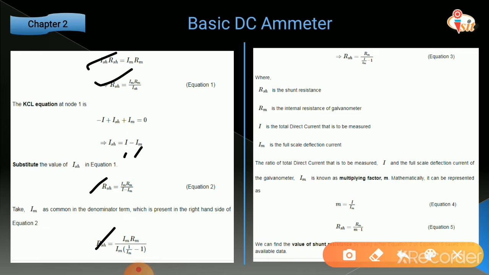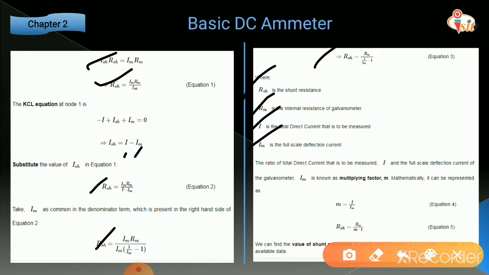Now in the denominator take Im as common. Now the final equation becomes 1 upon Im minus 1. Now cancel out Im and Im. Then the final equation becomes RSH is equal to Rm upon I upon Im minus 1. Here RSH is the shunt resistance, Rm is the internal resistance, and I is the total direct current.